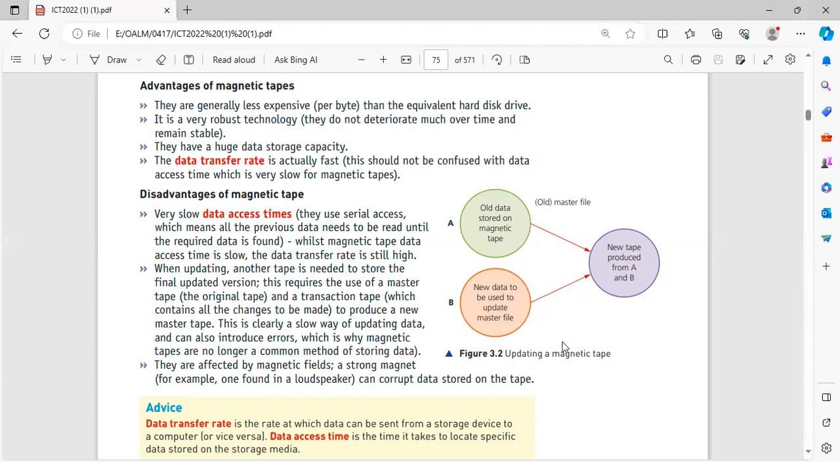So this was a very lengthy process, updating a magnetic tape. It says when updating, another tape is needed to store the final updated version. This requires the use of a master tape, the original tape, and a transition tape which contains all the changes to be made, to produce a new master tape. So this is clearly a slow way of updating data. Like we do right now, we just open the file from the hard disk and perform the changes.